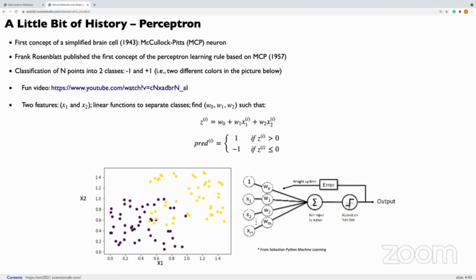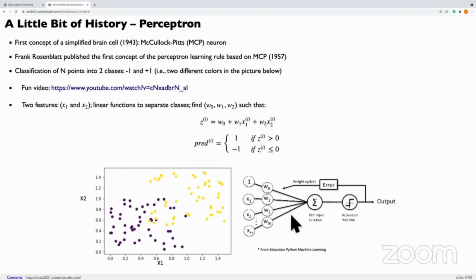So based on this early MCP, in 1957, the first concept of the perceptron learning rule was published. The algorithm learns the optimal weight coefficients that are then multiplied with the input features in order to make the decision of whether a neuron fires or not.